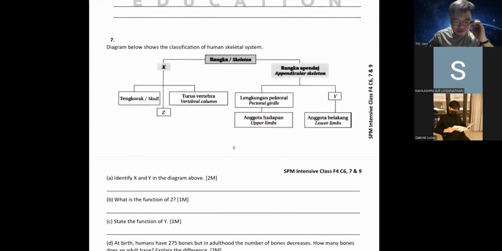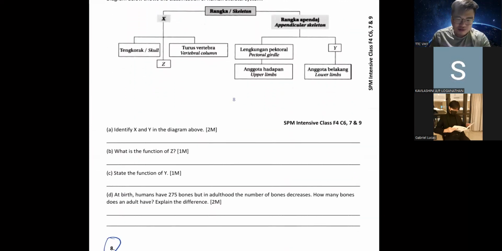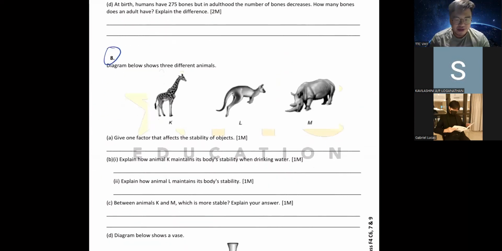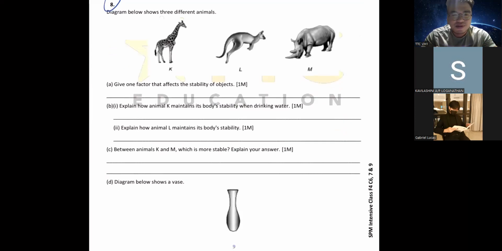Next, number 7. Oh, this one I didn't ask you to do. I'm just letting you know. Z is your ribs. Y is your pelvic girdle. Anyway, number 8. One factor that affects the stability. You can say COG, center of gravity, or base area. Yes. Think of a sports car.